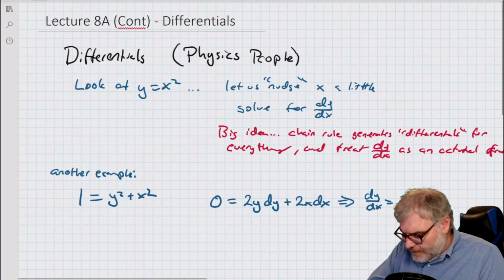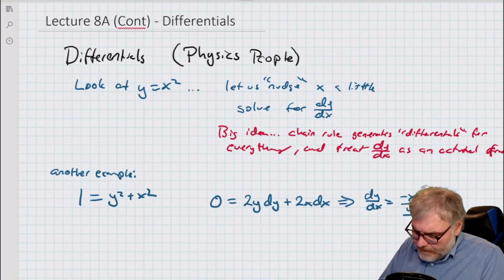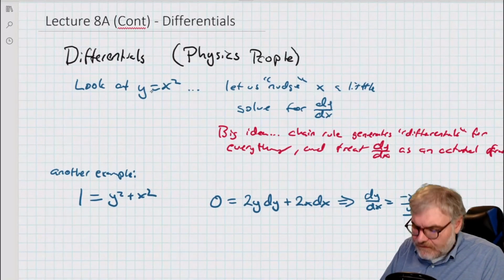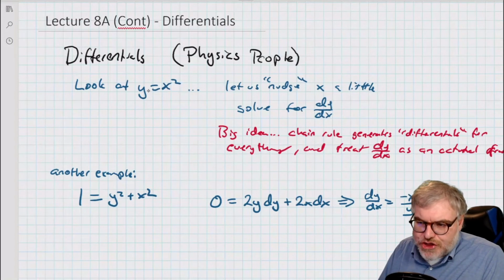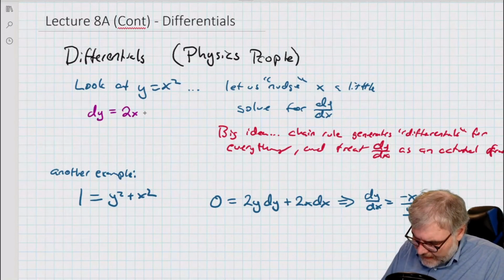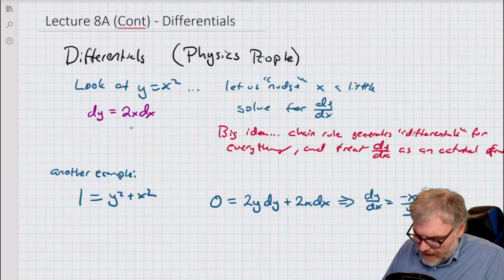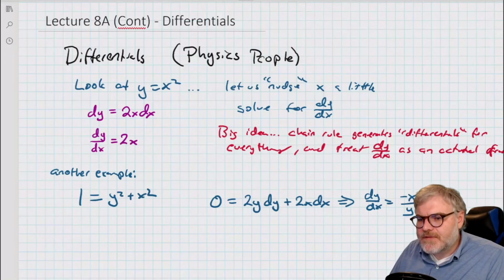Okay, so here we go. I'm going to take y equals x squared. I'm going to take the derivative of this side, but I'm just going to let it generate a differential. And now what I'm going to do is solve for dy over dx. So I'm going to move the dx over to this side, and I get dy over dx equals 2x. That's the idea.